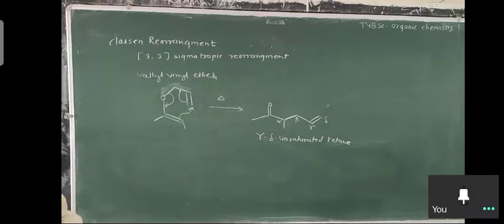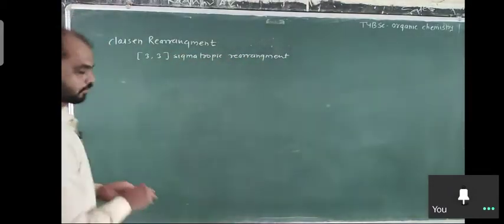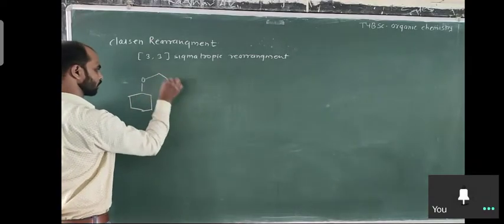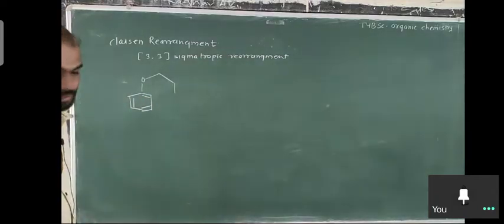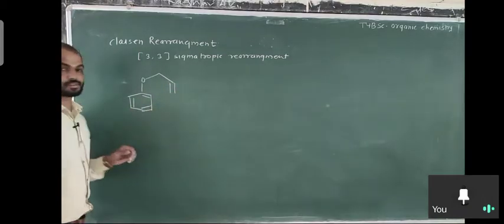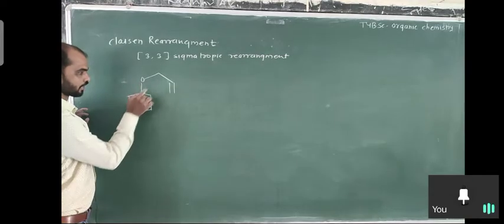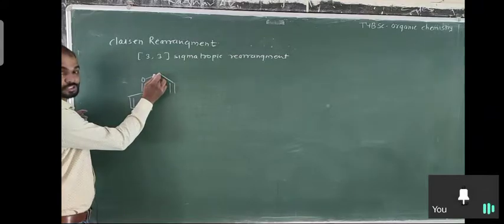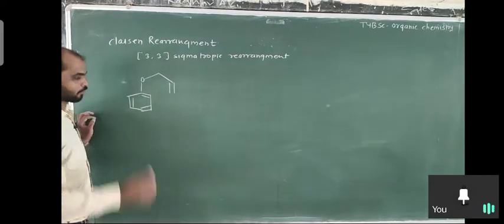Examples are: suppose an aromatic system is used. Okay, this is the example. Again, this is the vinyl position, and this is the allyl position. Allyl means after the double bond there is one position with a substituent, that is called allyl. If it is directly on the double bond, it is called the vinyl position, the vinyl group.